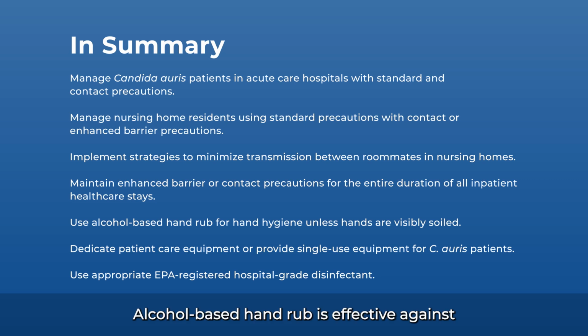Alcohol-based hand rub is effective against Candida auris and is the preferred method for cleaning hands when they are not visibly soiled. Facilities should dedicate patient care equipment or provide single-use equipment for each Candida auris patient. EPA-registered disinfectants with label claims against Candida auris, or at a minimum, an EPA-registered hospital-grade disinfectant effective against Clostridioides difficile spores, should be used to clean and disinfect.